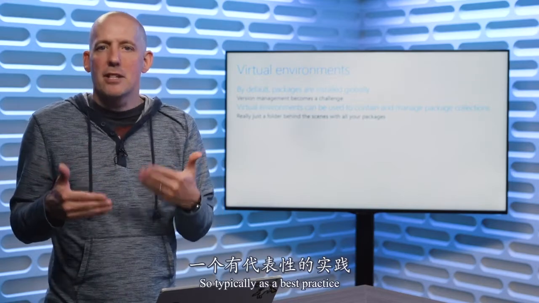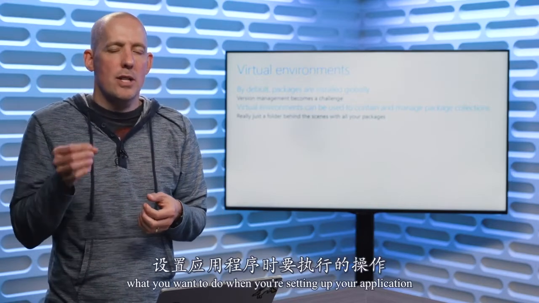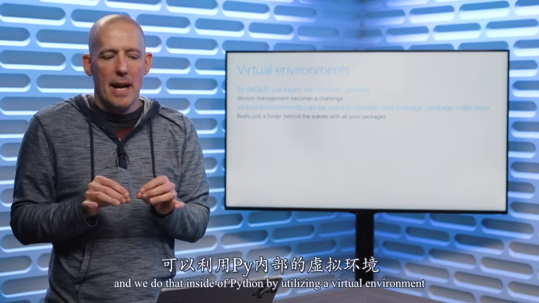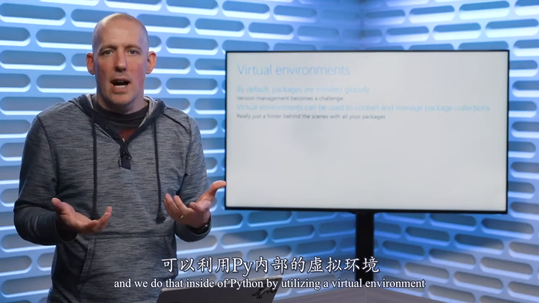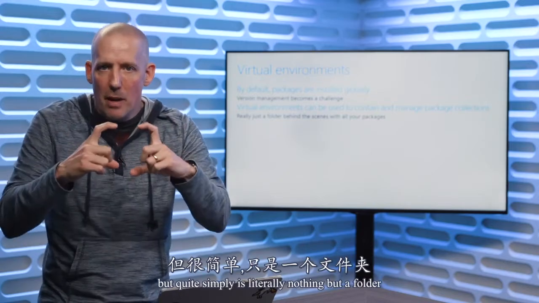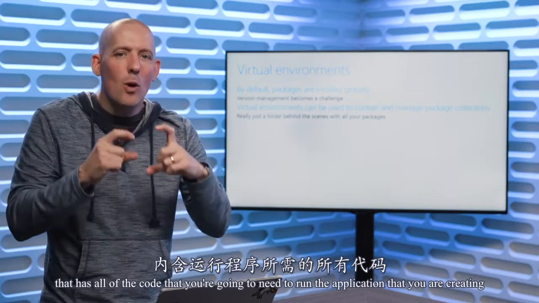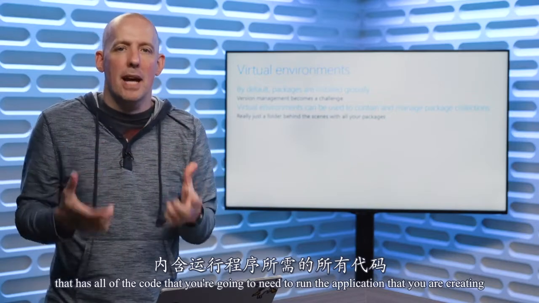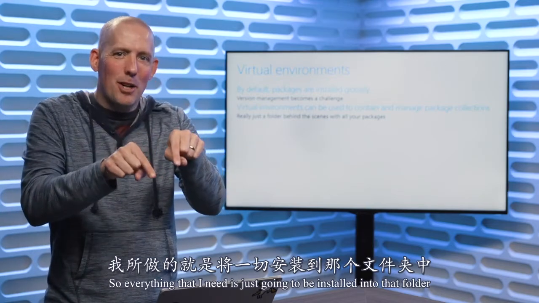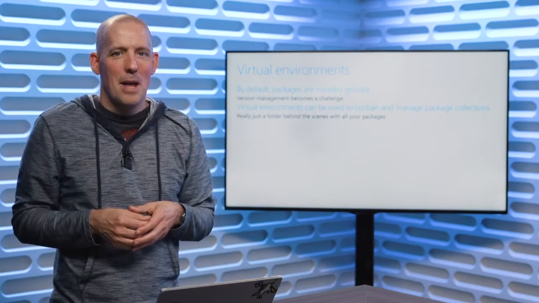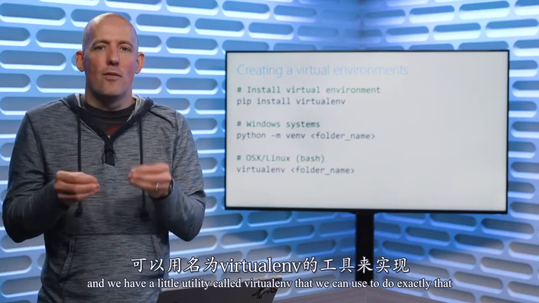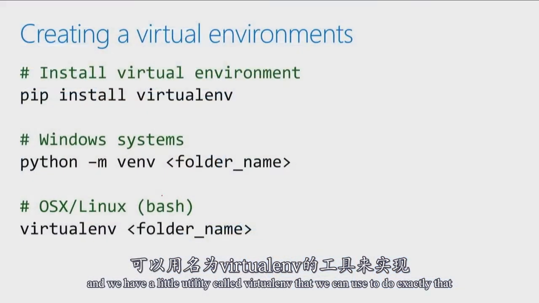So typically, as a best practice, what you want to do when you're setting up your application is to do a local install, and we do that inside of Python by utilizing a virtual environment. A virtual environment, put quite simply, is literally nothing but a folder that has all of the code that you're going to need to run the application that you're creating. So everything that I need is just going to be installed into that folder, and then I'm able to use it. Now, of course, I need to create that folder first, and we have a little utility called virtualenv that we can use to do exactly that.